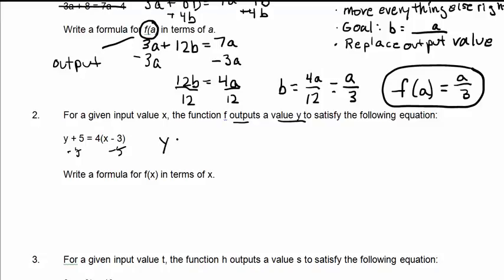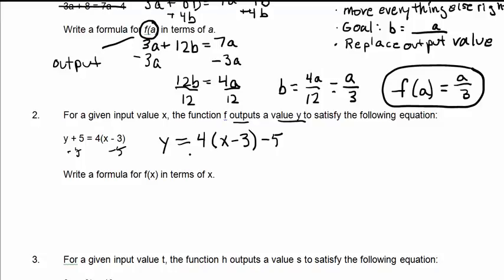So what we're going to have is y equals, 5's cancel, 4 parentheses x minus 3 minus 5. So we moved everything else to the right. We have our output value on the left. That's good. Our goal is to have an equation where the output's value is on the left, which we have.